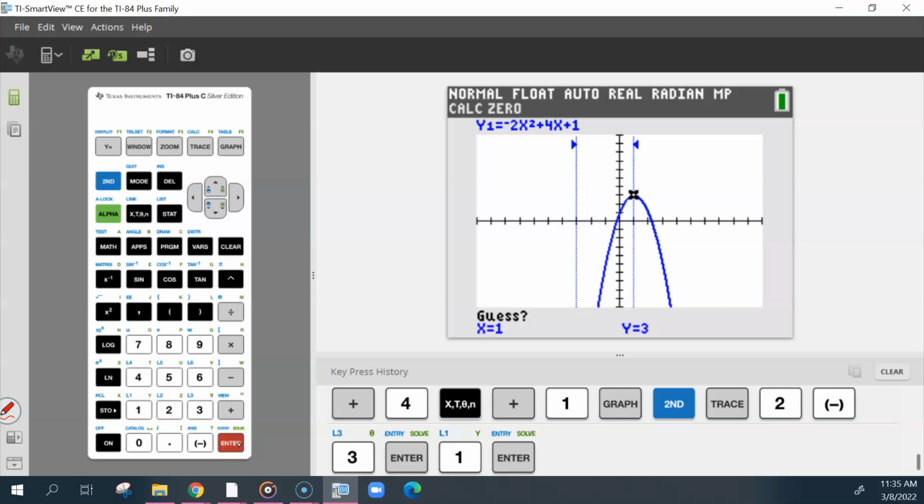Now we have boundary lines. Once you have those boundary lines, you're going to hit enter, and it's going to tell you what that x-intercept is. Negative 0.22, let's round to 5.